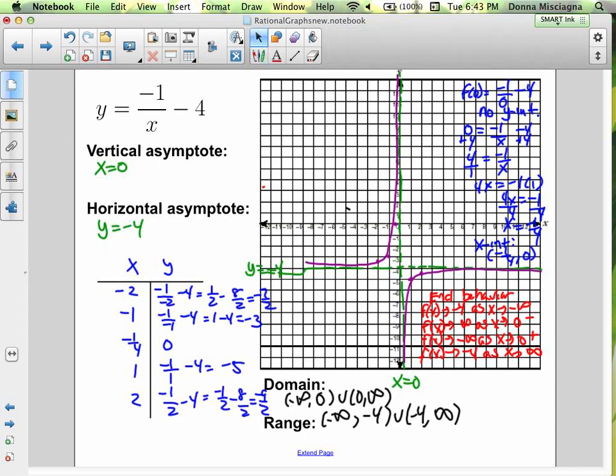And sit back and watch a little word problem about moving sod, and some various ways you can move that sod. And we'll graph it as a rational function. Bye for now.